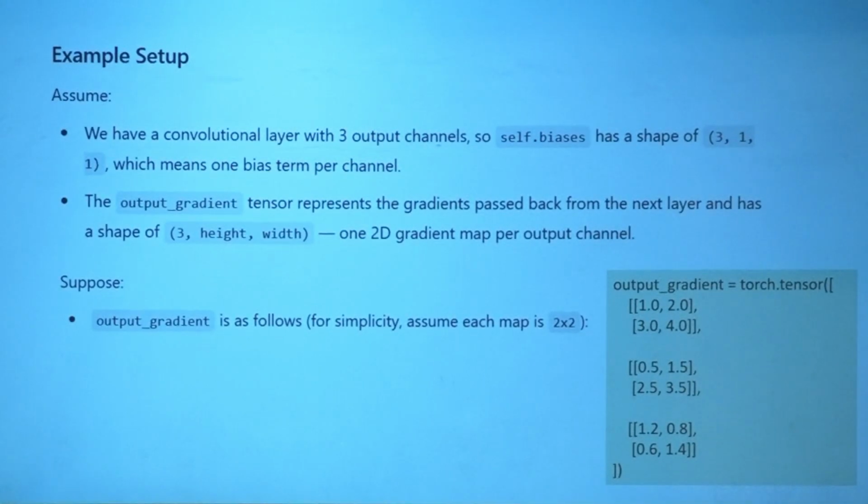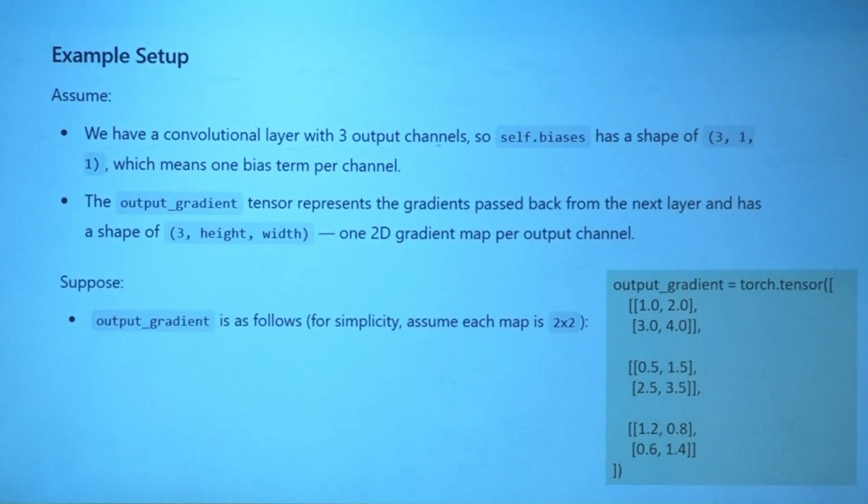What is this 1 by 1? It is 1 per each of the channel. How many channels are you having? Your depth is 3. You had applied 3 output channels. So 3 by 1 by 1 is the bias. Right? Just assume this is your output gradient from the previous layer.